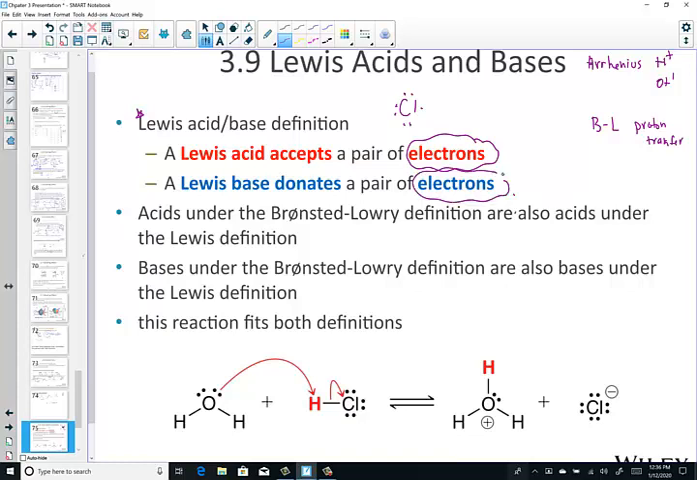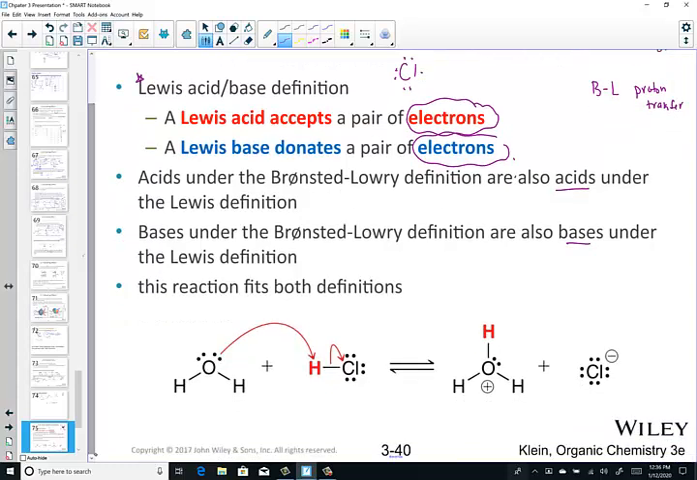Under the Bronsted-Lowry definition, anything that is a Bronsted-Lowry acid is still a Lewis acid. Anything that was a Bronsted-Lowry base is still a Lewis base. It fits both definitions. For example, in this definition, water is acting as a base. HCl is acting as an acid because we've had a proton be transferred. This here, HCl, was a proton donor. Over here, this was a proton acceptor.